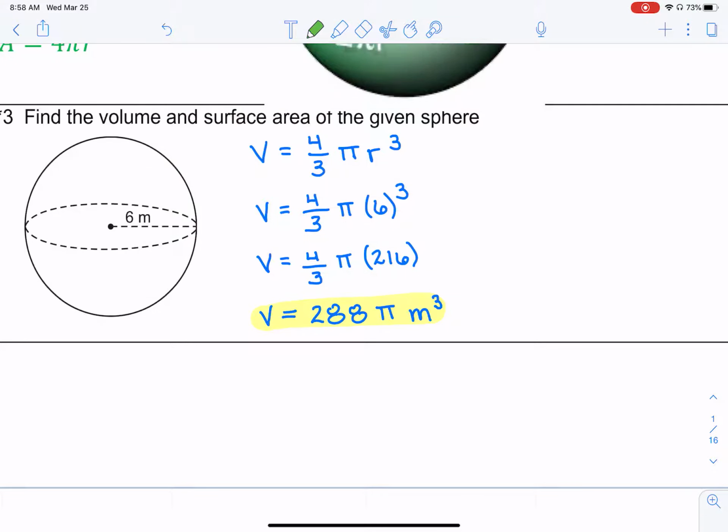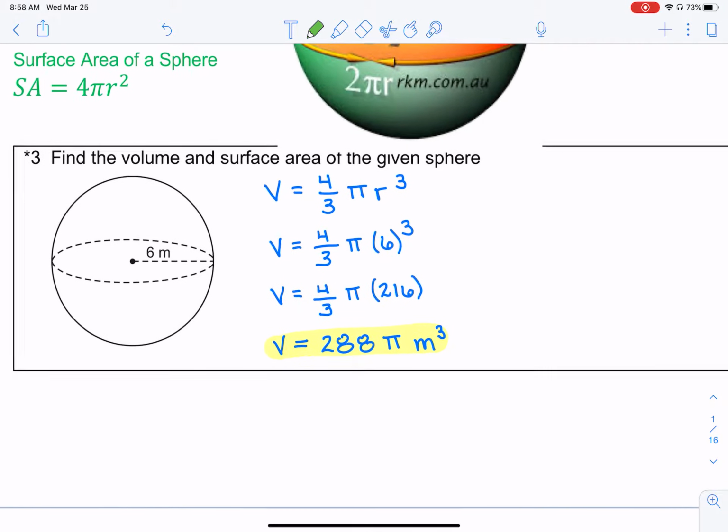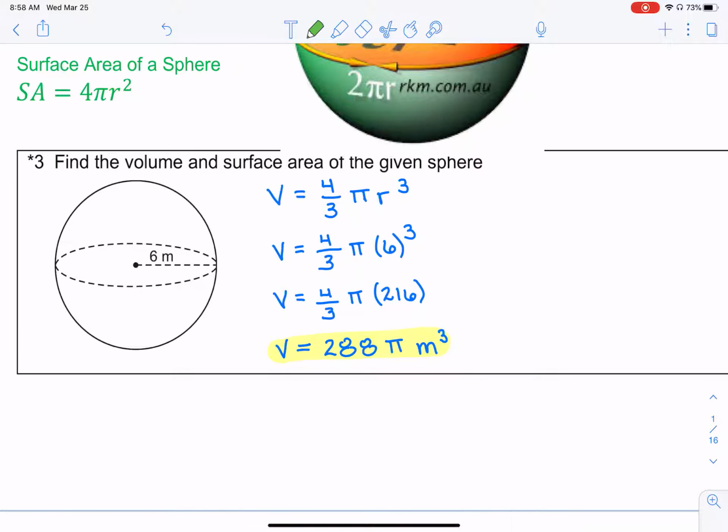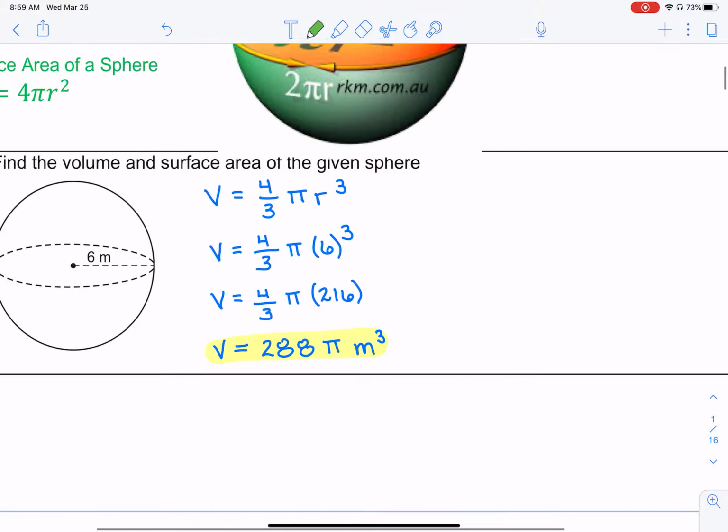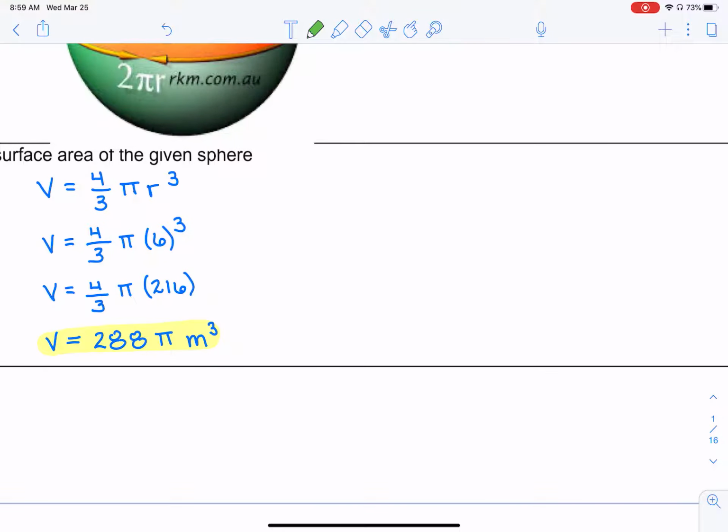Now we're going to do the same sphere, but we're going to work on the surface area. So you'll pull your surface area formula from above in green. It's 4 pi r squared. And I'll write that over here. Once again, we only have one thing to plug in, and that is our radius. Our radius for the sphere is 6.